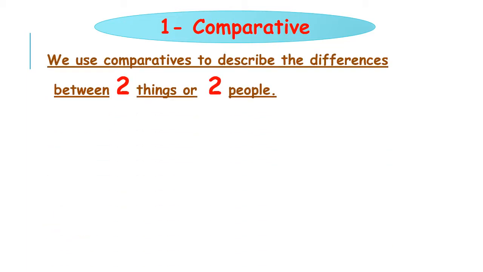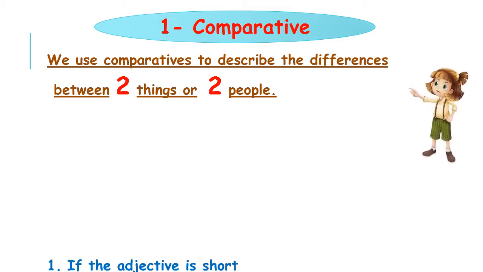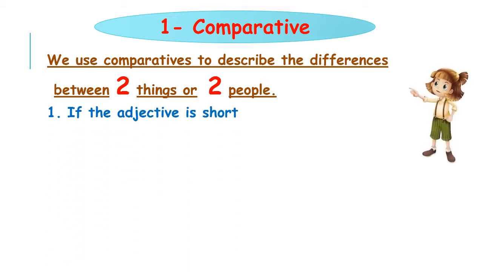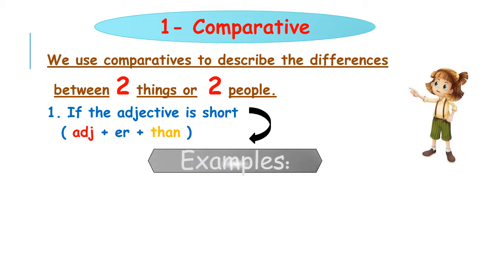So, we use comparatives to describe the differences between two things or two people. Okay? The adjective is short. Short like what? Short like tall, like big, like slow, like fast, and so on. All of these are short adjectives. We will use this form, okay? The adjective plus er plus than. Let me show you now some examples.